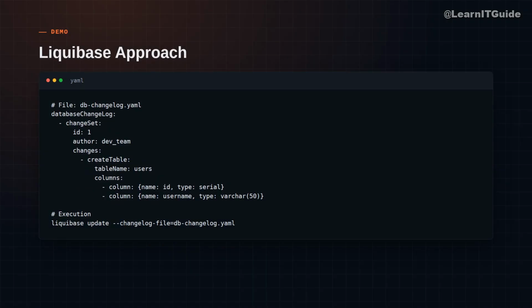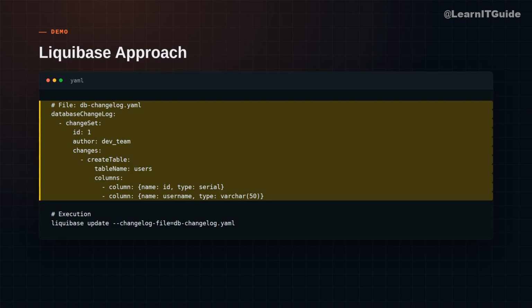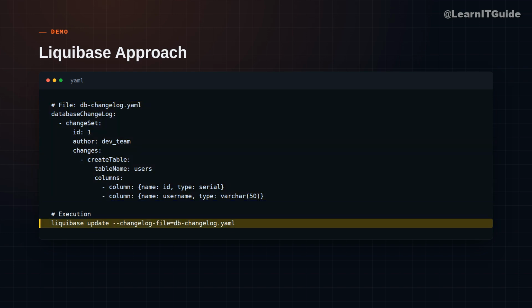Now, let us do the same task with Liquibase. Notice the difference. We are not writing SQL. We are defining our intent using YAML. This tells Liquibase to construct the table for us. When you run the update command, Liquibase inspects the database, generates the SQL dynamically, and executes it. This is how you maintain database neutrality.